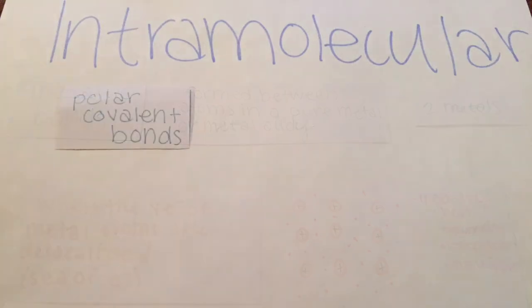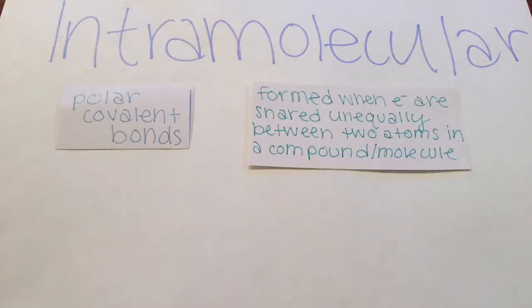Next we're going to be talking about polar covalent bonds, and these are formed when the electrons are shared unequally between 2 atoms in a compound or molecule. They are also formed between 2 nonmetals.